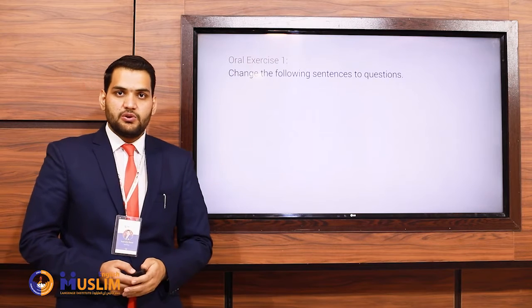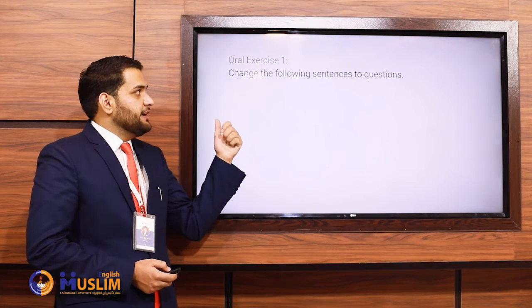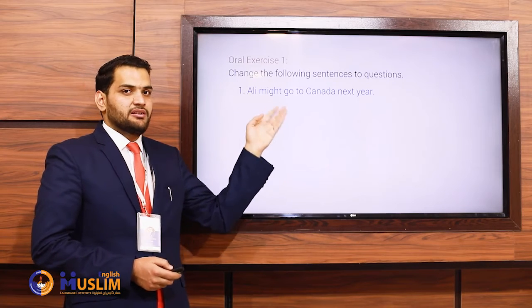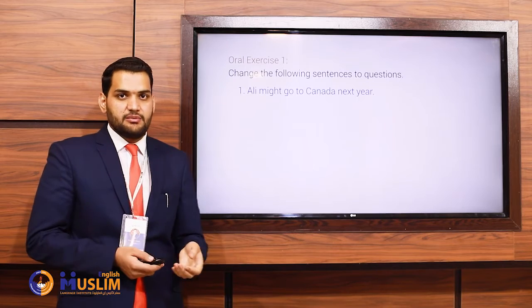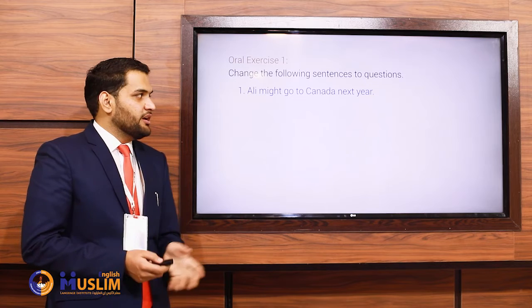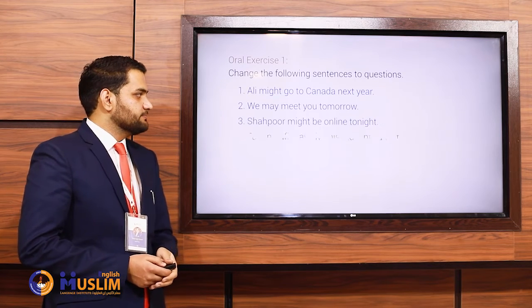Now let's do one more oral exercise. Here, change the following sentences to questions. For example, Ali might go to Canada next year. Since we have might, there is no need of using do you think. Simply say, might Ali go to Canada next year? Good luck with the rest of them.